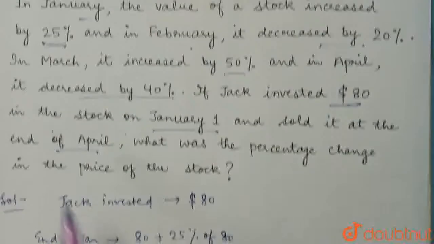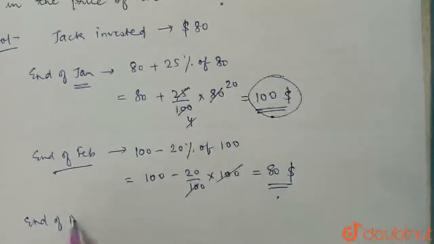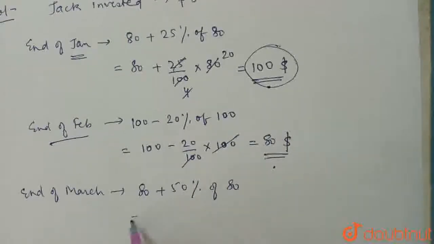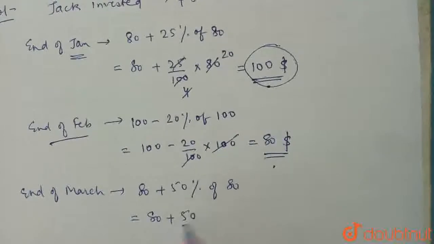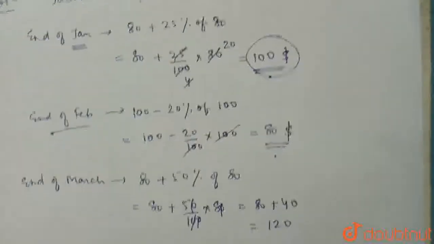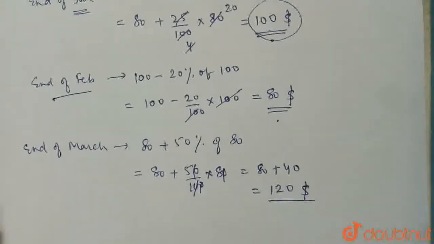So now in March it is increased by 50%. That is, $80 is increased by 50% at the end of March. So at the end of March, 80 plus 50% of 80. So this is equal to 80 plus 50 upon 100 into 80. So zeros get cancelled and this becomes 80 plus 40, which is equal to 120. So at the end of March Jack is left with $120.